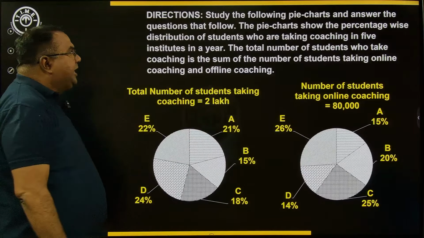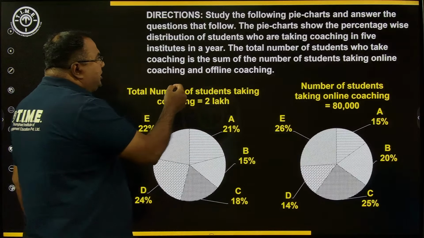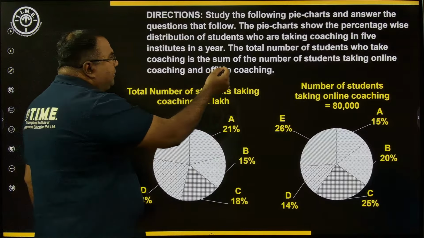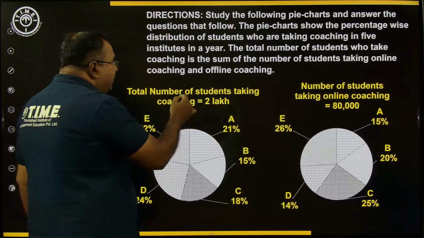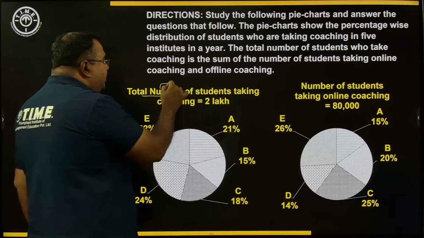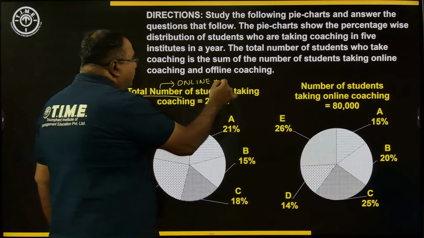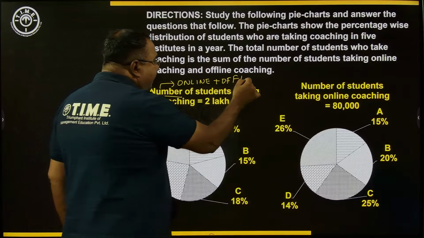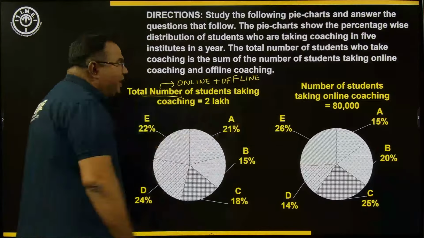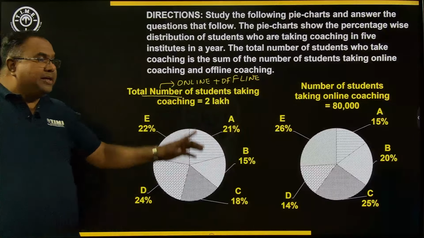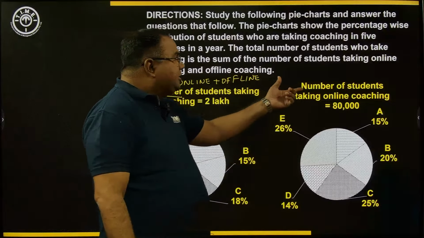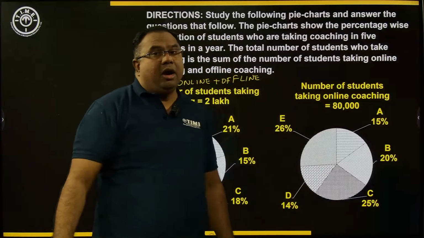The first pie chart gives me total number of students who are taking the coaching. It is sum of students taking online and offline. Okay, this is total number of students who are taking coaching. This is online coaching plus offline coaching together. What is my second pie chart talking about? My second pie chart is talking about number of students taking online coaching.